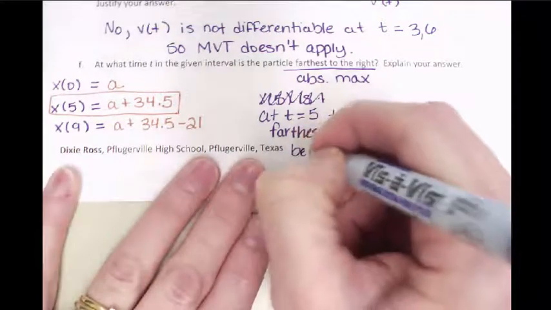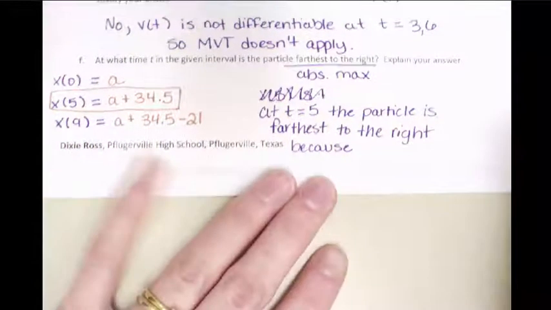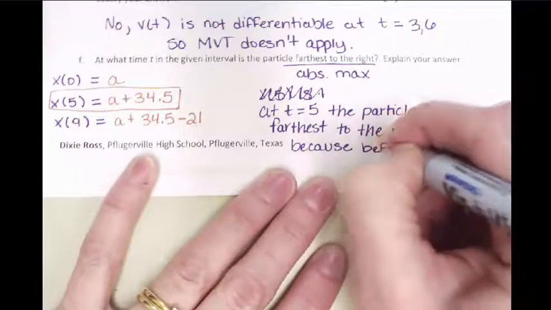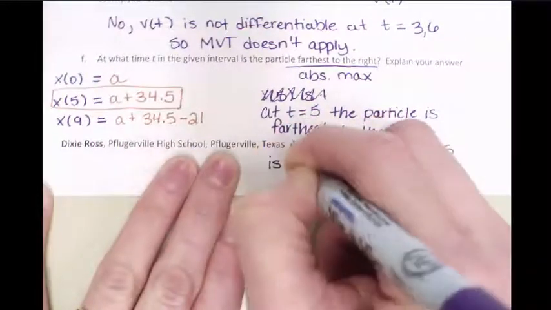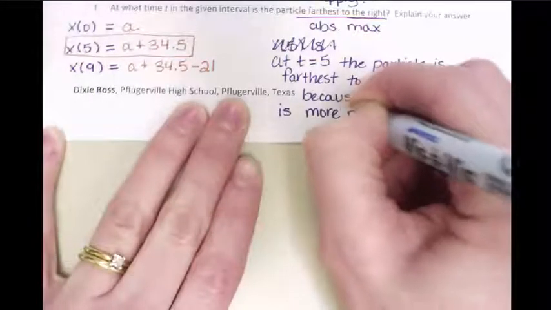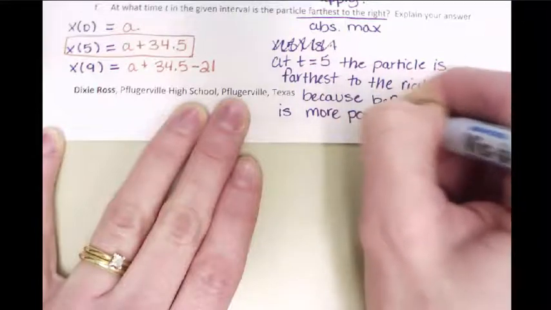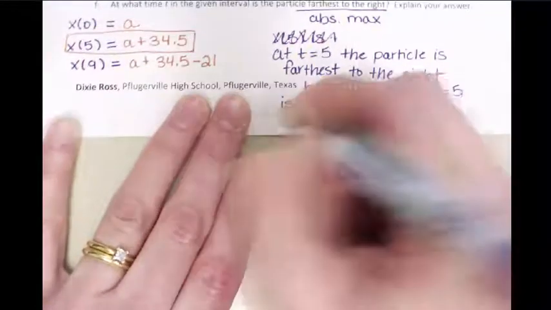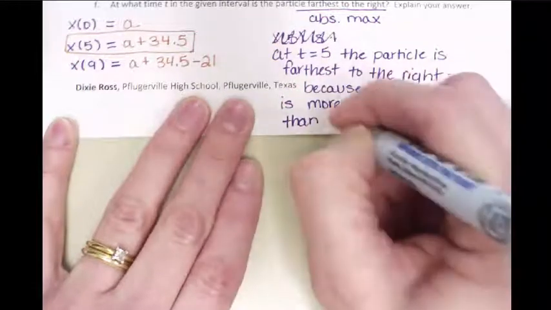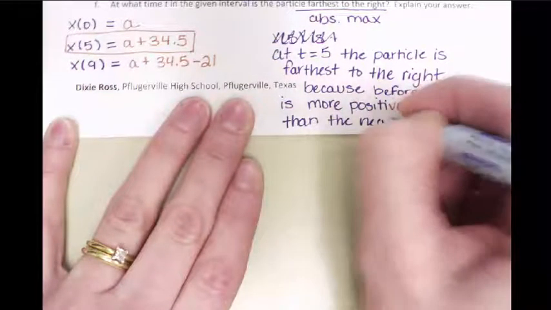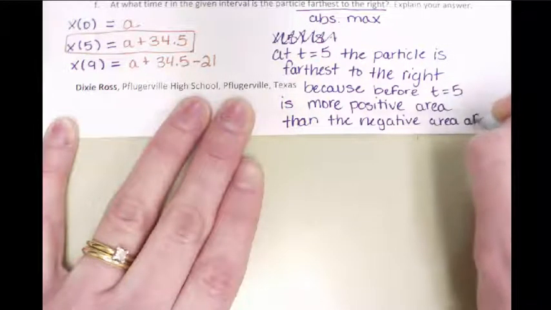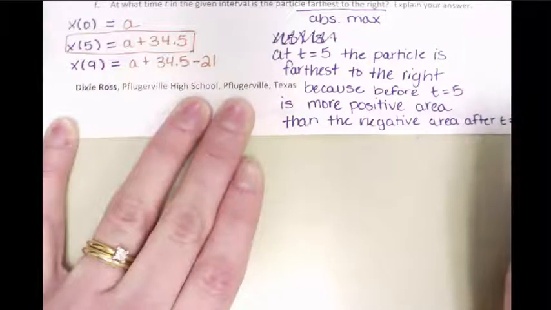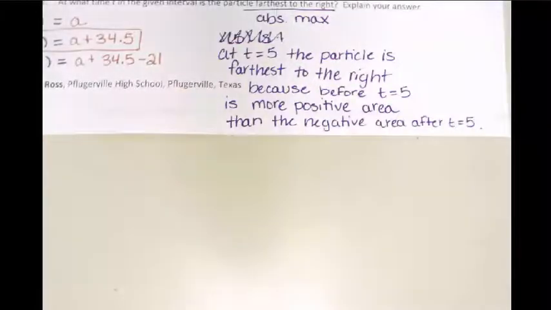Because before 5 is more positive area than the negative area after 5. Okay? So leave that up for a second so you can get that written down.